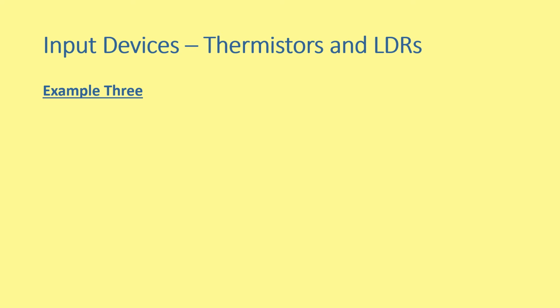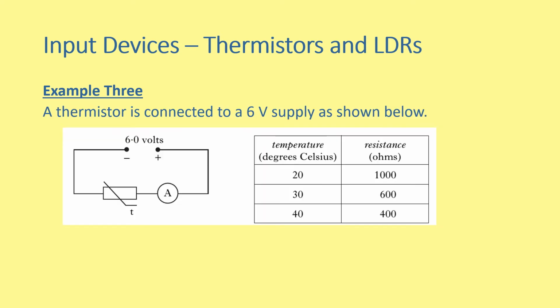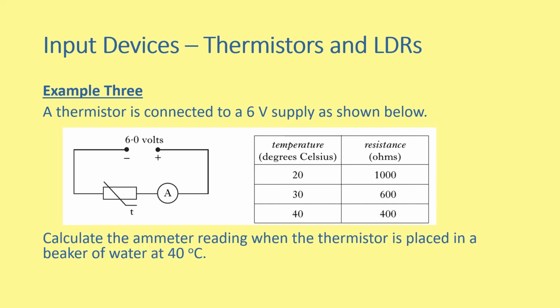Example 3. A thermistor is connected to a 6-volt supply as shown below. And here in the table, we're given values of temperature and the associated resistances. We're then asked to calculate the ammeter reading when the thermistor is placed in a beaker of water at 40 degrees C. So the piece of information that we need to keep hold of is the temperature is 40 degrees C and the resistance is 400 ohms.